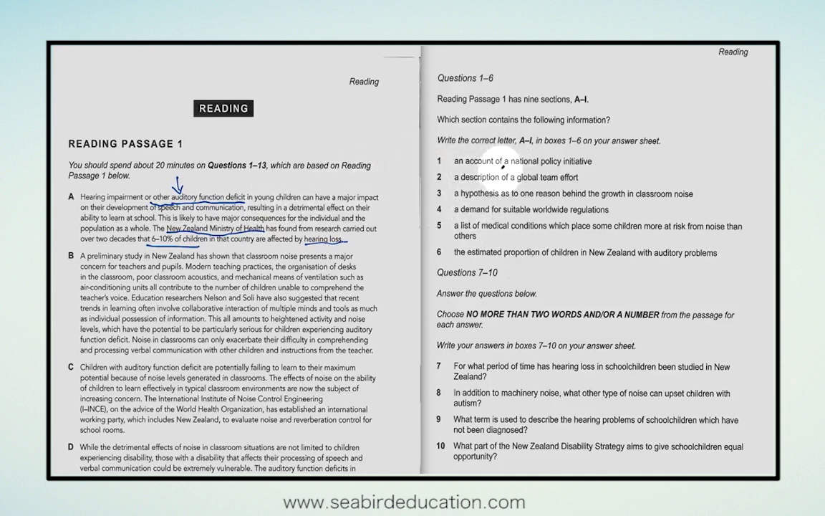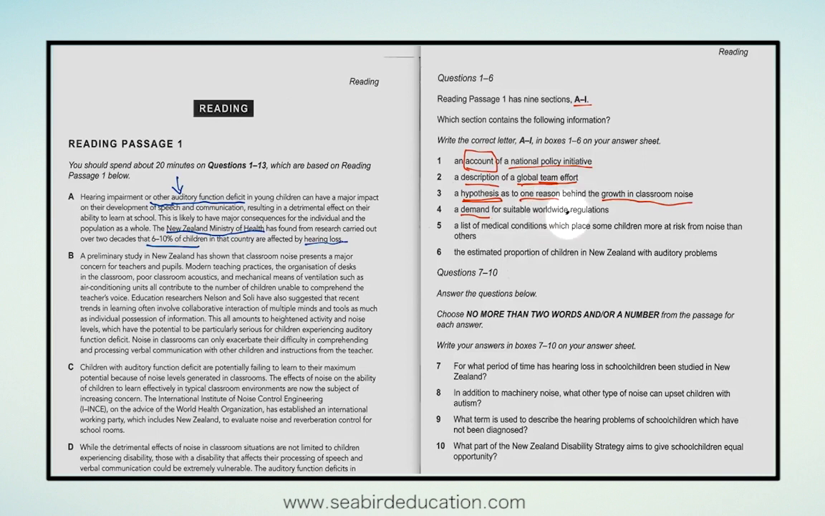Okay, now let's have a look at these question types. So you need to match the sections with the questions. Which section contains the following information? An account of a national policy initiative, so an account, more like a story of how it happened. A description of a global team effort, so that's very important, the word team here. Hypothesis, so a theory as to one reason behind the growth in classroom noise, okay.